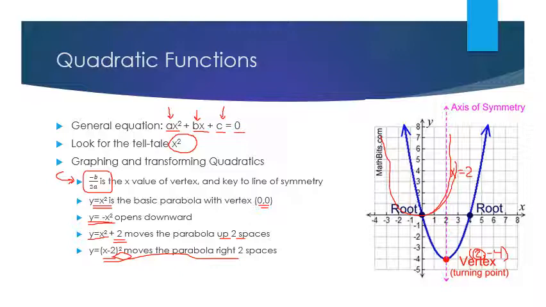Now, this example right here has been moved 2 spaces to the right, and it's been moved 4 spaces down. So if I had to write this, I would write y equals (x minus 2), because it moved to the right, squared, minus 4, which moved it down. And that's why the vertex is where it is.